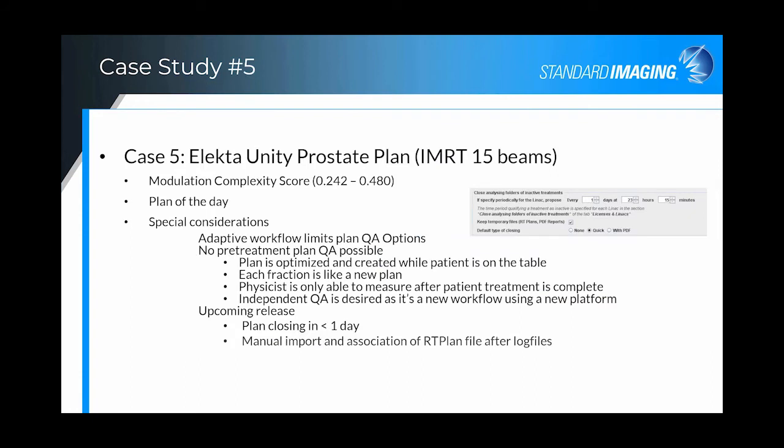And the fifth case study I have is for an Elekta Unity prostate plan. This is an IMRT 15 beam plan. It has a modulation complexity score for the different beams between 0.24 and 0.48. And with the Elekta Unity mechanism of adaptive treatment, there is always a new plan each day. So we had to make some changes to LinacView in order to compensate for this sort of delivery mechanism.